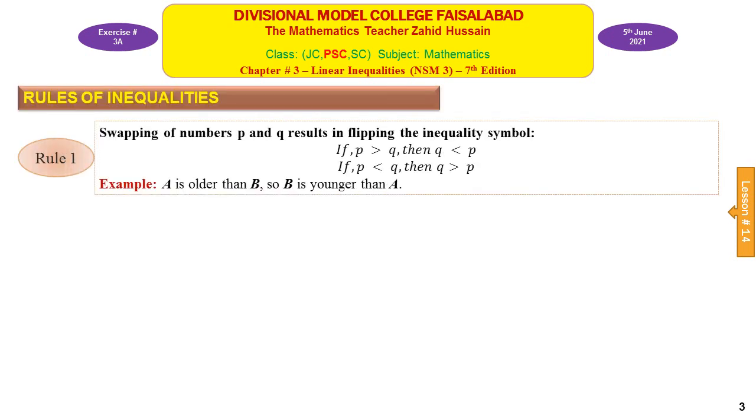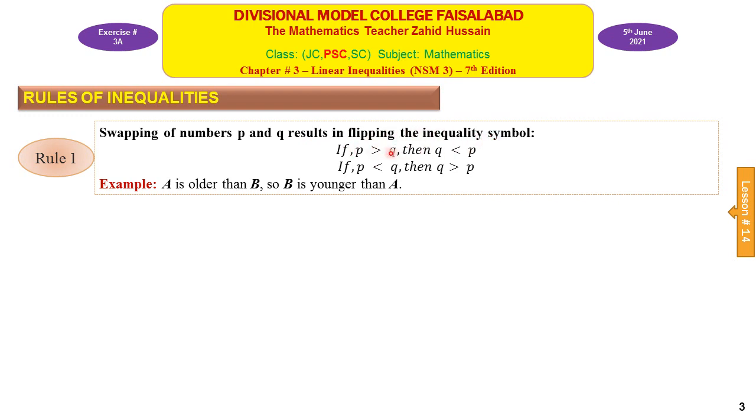The rules of inequalities. These are important rules. We will apply these rules in solving the inequalities. First rule is swapping of numbers P and Q. We suppose that there are two numbers P and Q. Swapping results in flipping the inequality symbols.